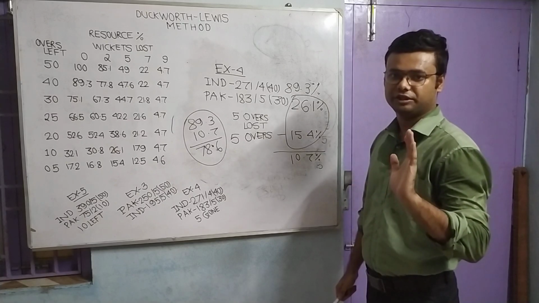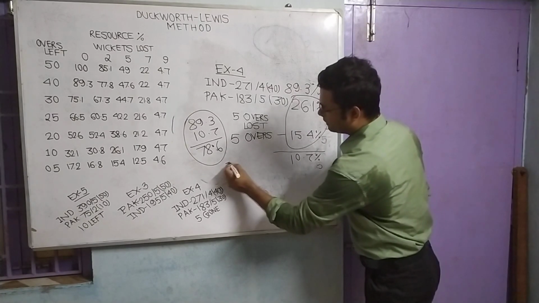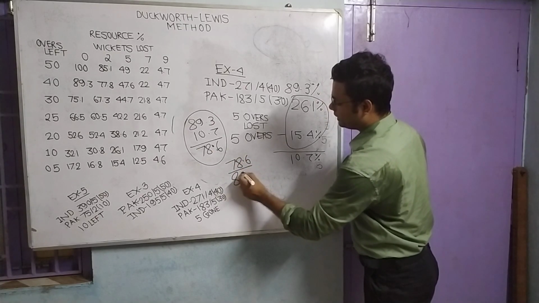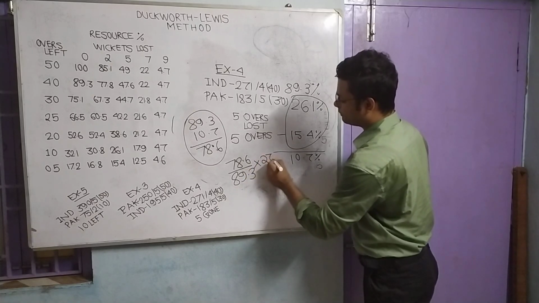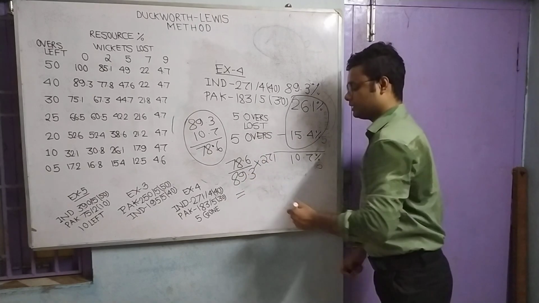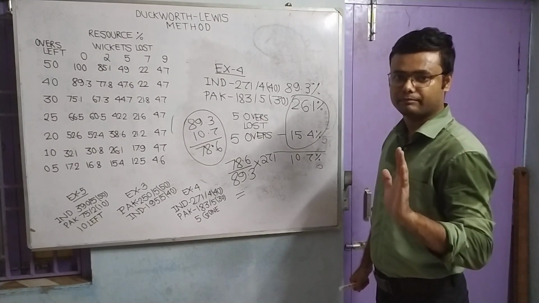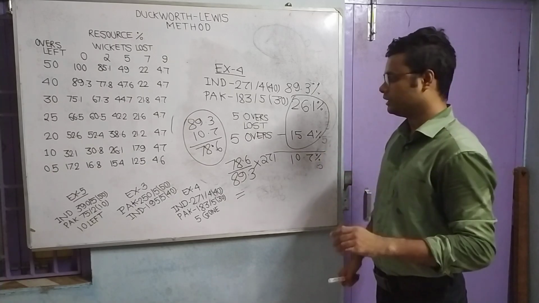What will be the revised DL target in front of them? They have to score 78.6 by 89.3 into India's total. Why is there 89.3? Because 89.3 is the maximum resource percentage in a 40 overs per side game.